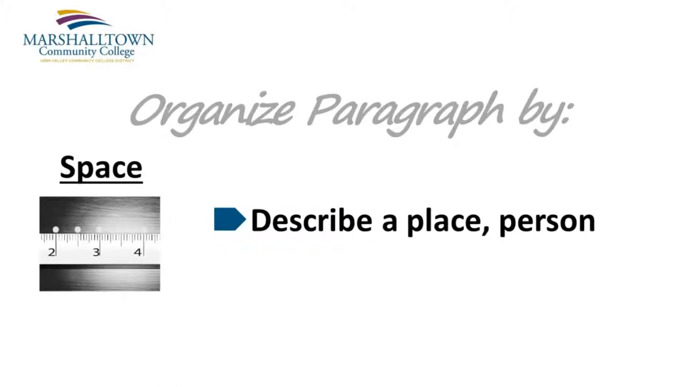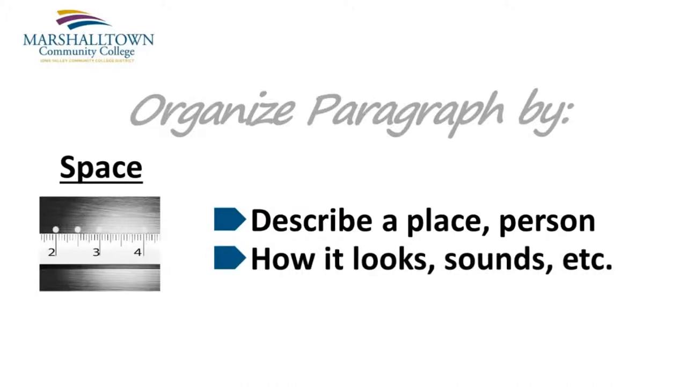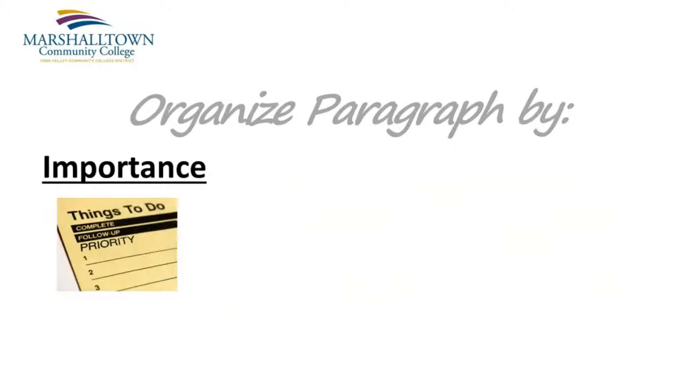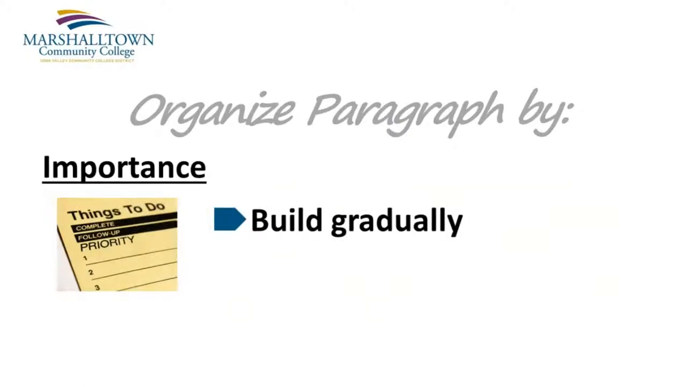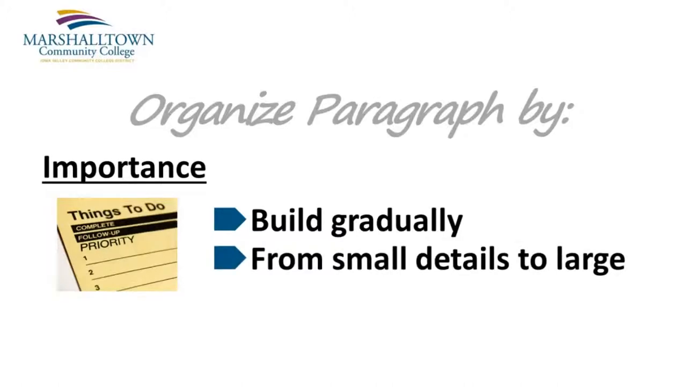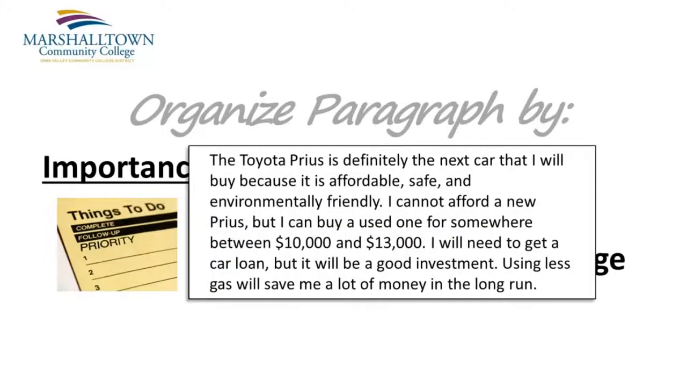When we organize by space, we're talking about a paragraph that describes a place, a person, or a thing. The paragraph often refers to the senses in its supporting details, like how something looks, sounds, or smells. When we organize by importance, we're talking about a paragraph that makes its point gradually by starting with the smaller details first and then building up to the most important detail at the end.